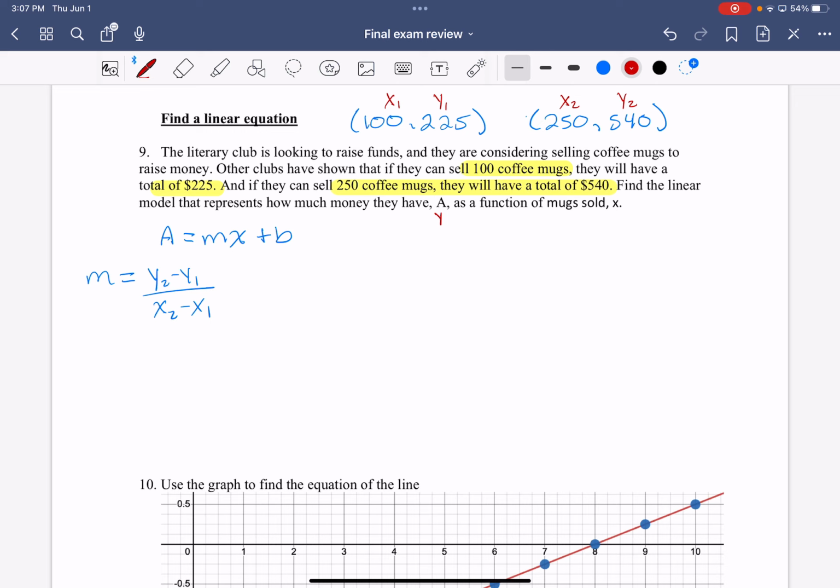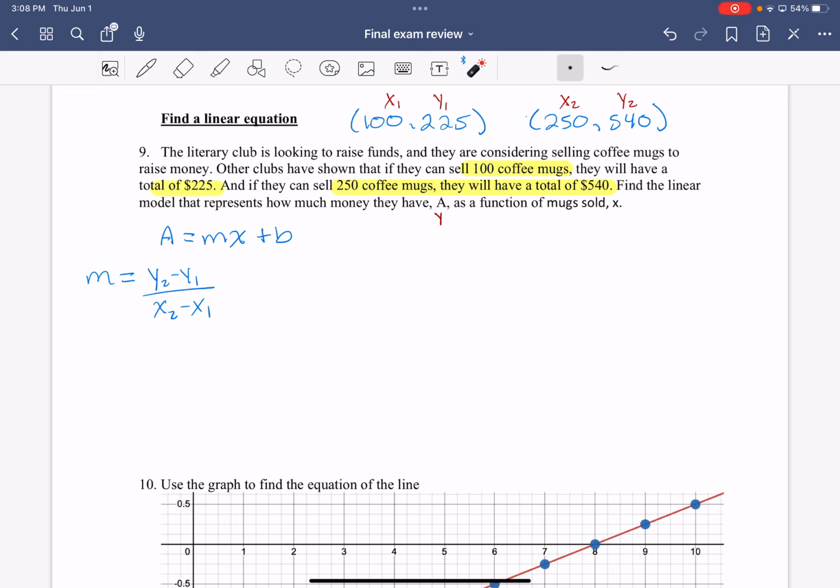Think of it in terms of your input versus output. In order to determine the amount of money the club is going to make, you first need to know how many mugs are sold, your X, to then be able to determine how much money you get. Is it like the inverse of what we did on the exam? This is actually question number 1 from the exam.